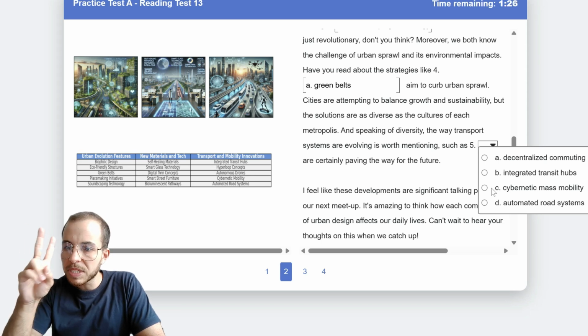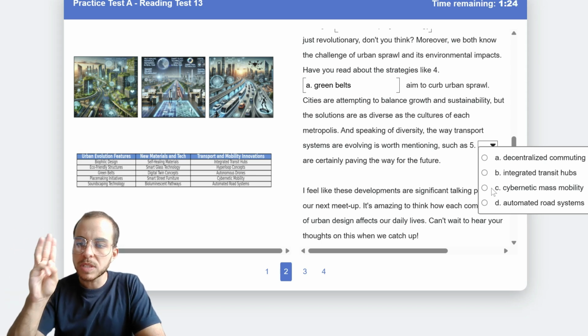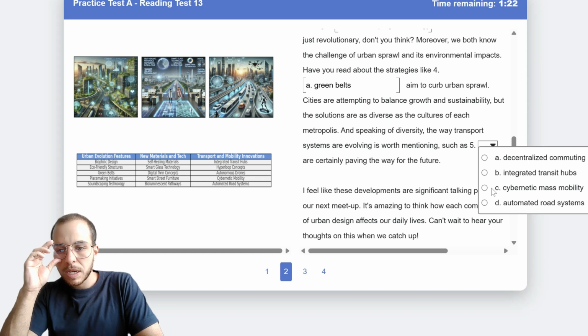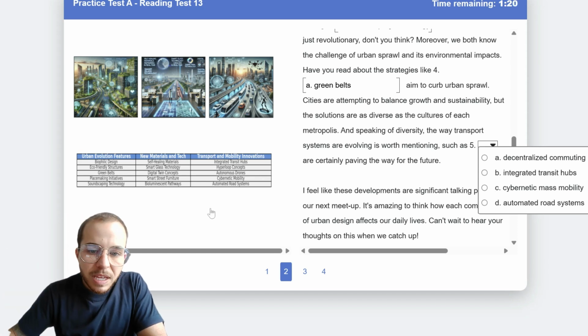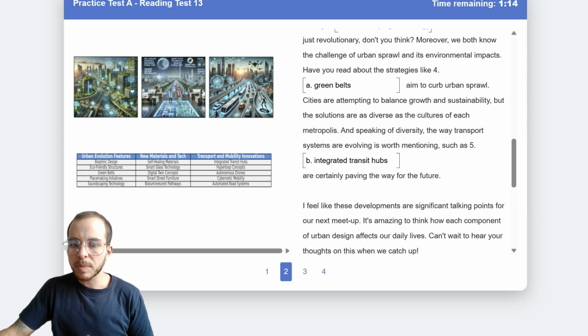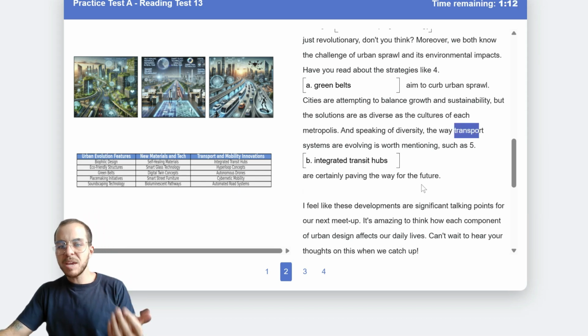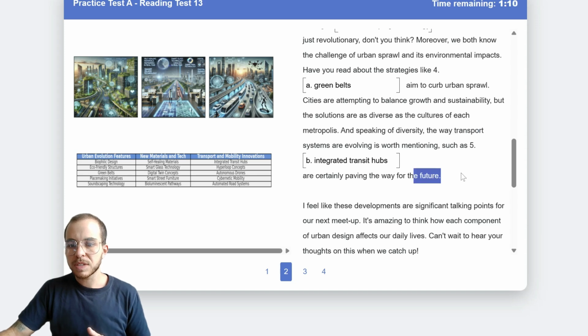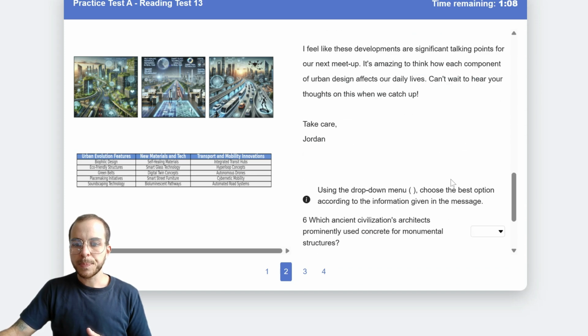it's not part of transportation. Like transit hubs is the closest. Automated roads, probably not. Did they even mention automated roads? Oh, they did. Yeah, I'm going to go with transit hubs because this one's talking about the transportation of people. It's worth mentioning and it's for the future. So I think it's that one.